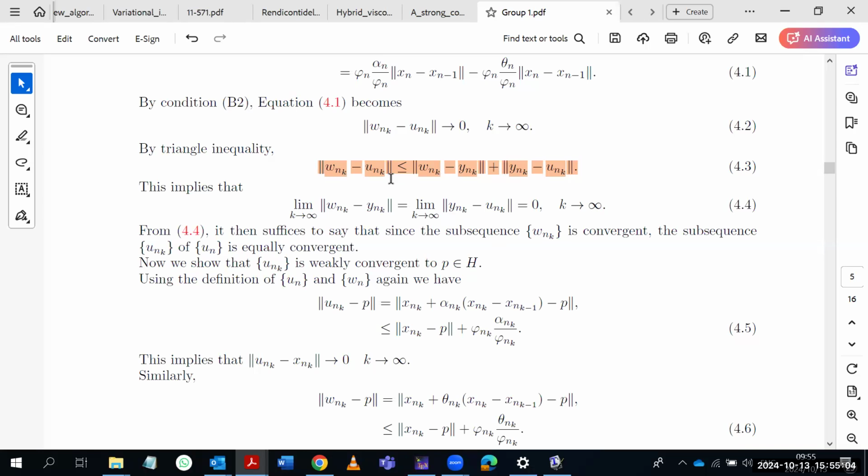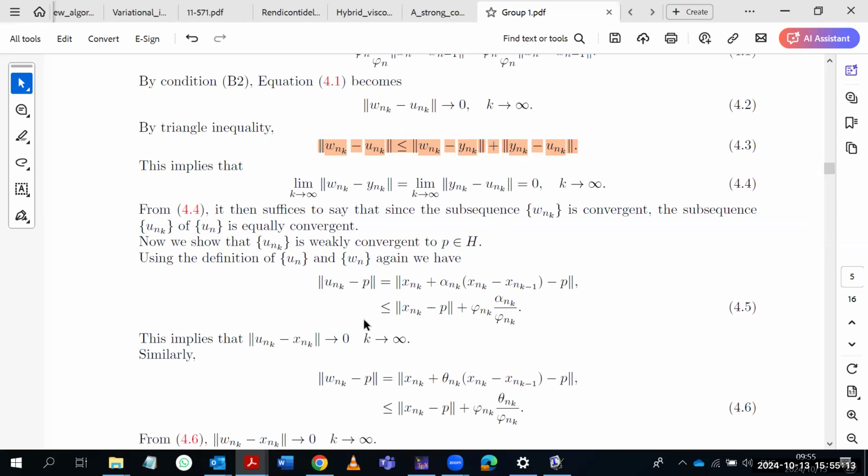Right. What about 4.3 again? And then 4.5, what's the essence of 4.5? Now we show that Unk is quickly convergent to P in H.